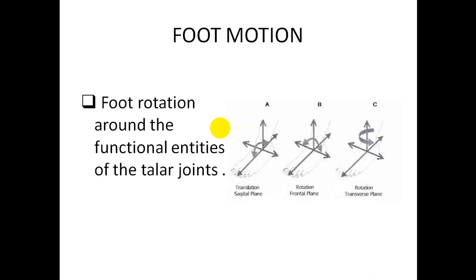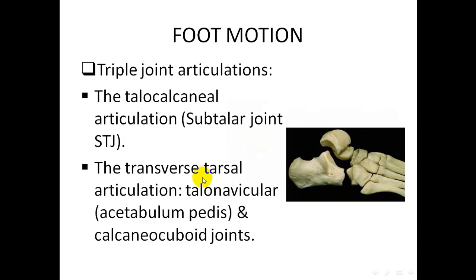These movements are complex, not simple, in the three cardinal planes, namely the sagittal plane, the coronal plane, and the transverse plane, around the talar articulations. What are these talar articulations? They are three, which are called triple joint articulations.